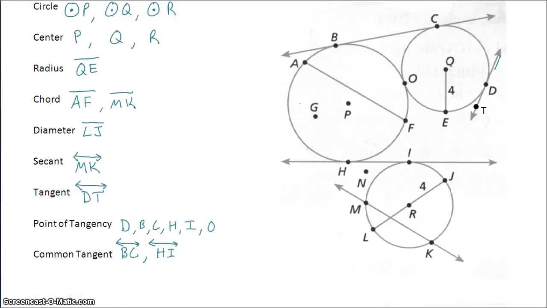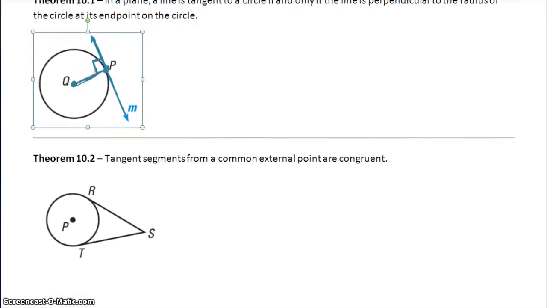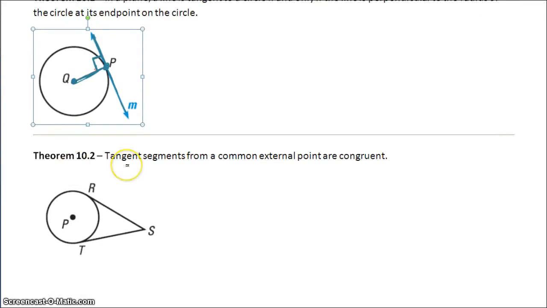Let's look at a couple theorems from section 10.1. The first theorem says if we have a line of tangency, that line of tangency is going to have a point of tangency, and if I connect the radius from the center of the circle to that point of tangency, it's going to create a perpendicular line. That's theorem 10.1.